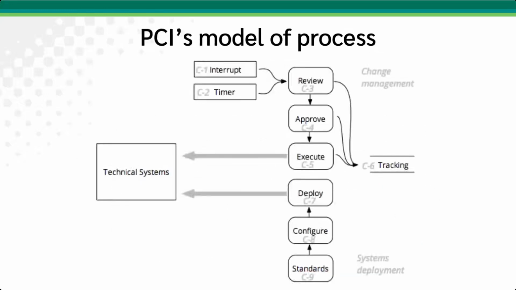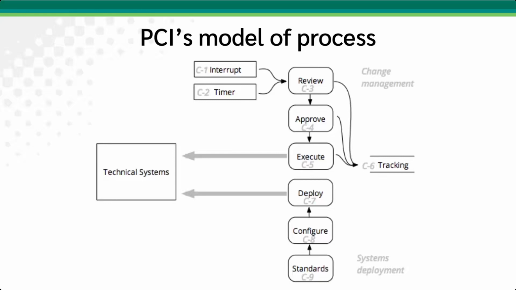We also have a model of the process. On the top half of the model, there's change management. On the bottom half of the model, there's system deployment. So in this model, a bunch of things happen and you have to take action based on them to review and whatnot. And there's timers.